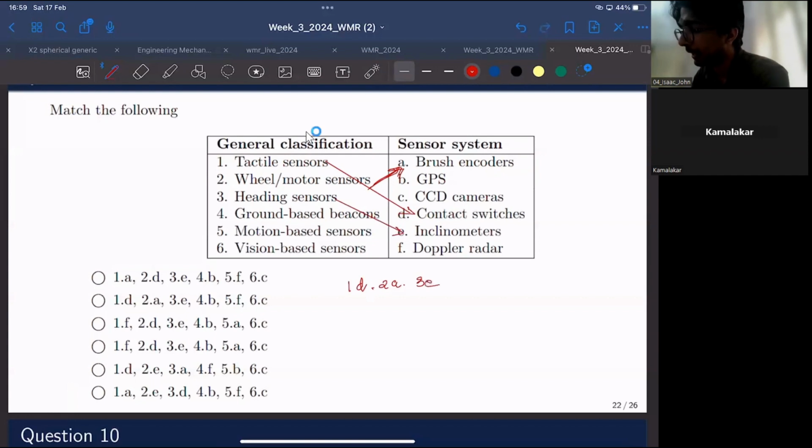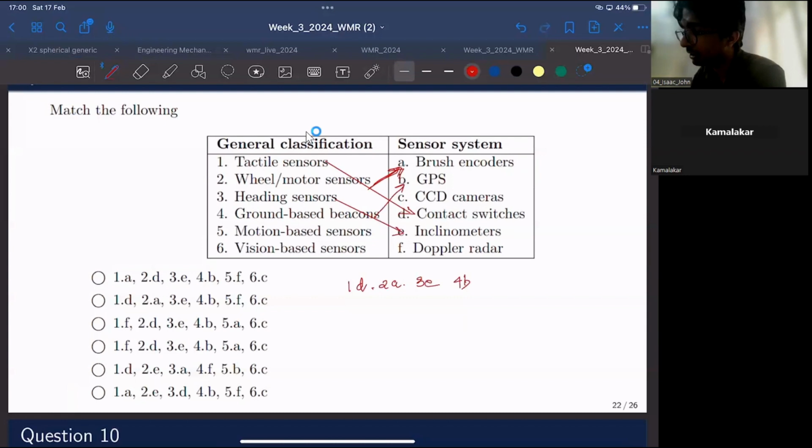Then what are the remaining? Ground-based beacons. So GPS is also based on ground-based beacons. 4 is option B. Because in GPS, the beacons are actually placed on the ground. So depending on how the signal is being received by the receiver on the ground, you can basically determine the exact location of that beacon.